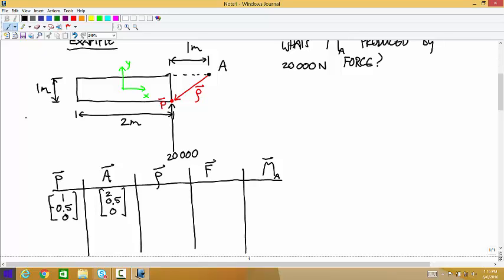Any questions about that? So these first two columns are just coordinates. You're just finding the locations of where the force is applied and the about point in whatever your coordinate system is. The origin is the green origin there.